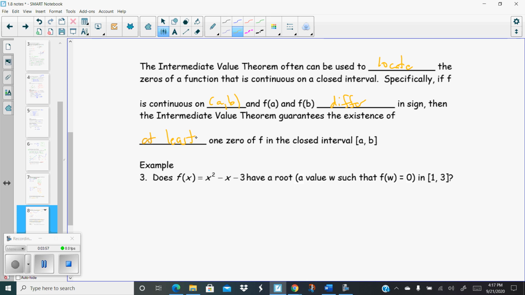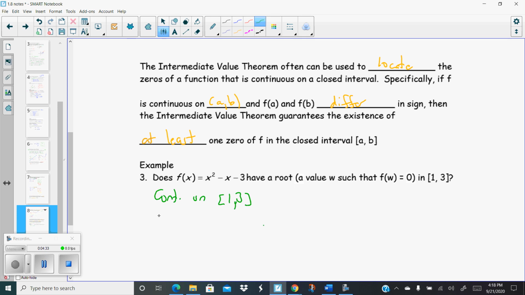So if you look at something like number 3, where it says f of x is x squared minus x minus 3, does that have a root, or basically, does it have a place where f of w, and we just changed it to w now, equals 0 on the interval from 1 to 3? Well, again, let's go to the intermediate value property. This is continuous because it's polynomial. It's a closed interval, 1 to 3. Redraw that so it actually looks like a closed interval from 1 to 3.